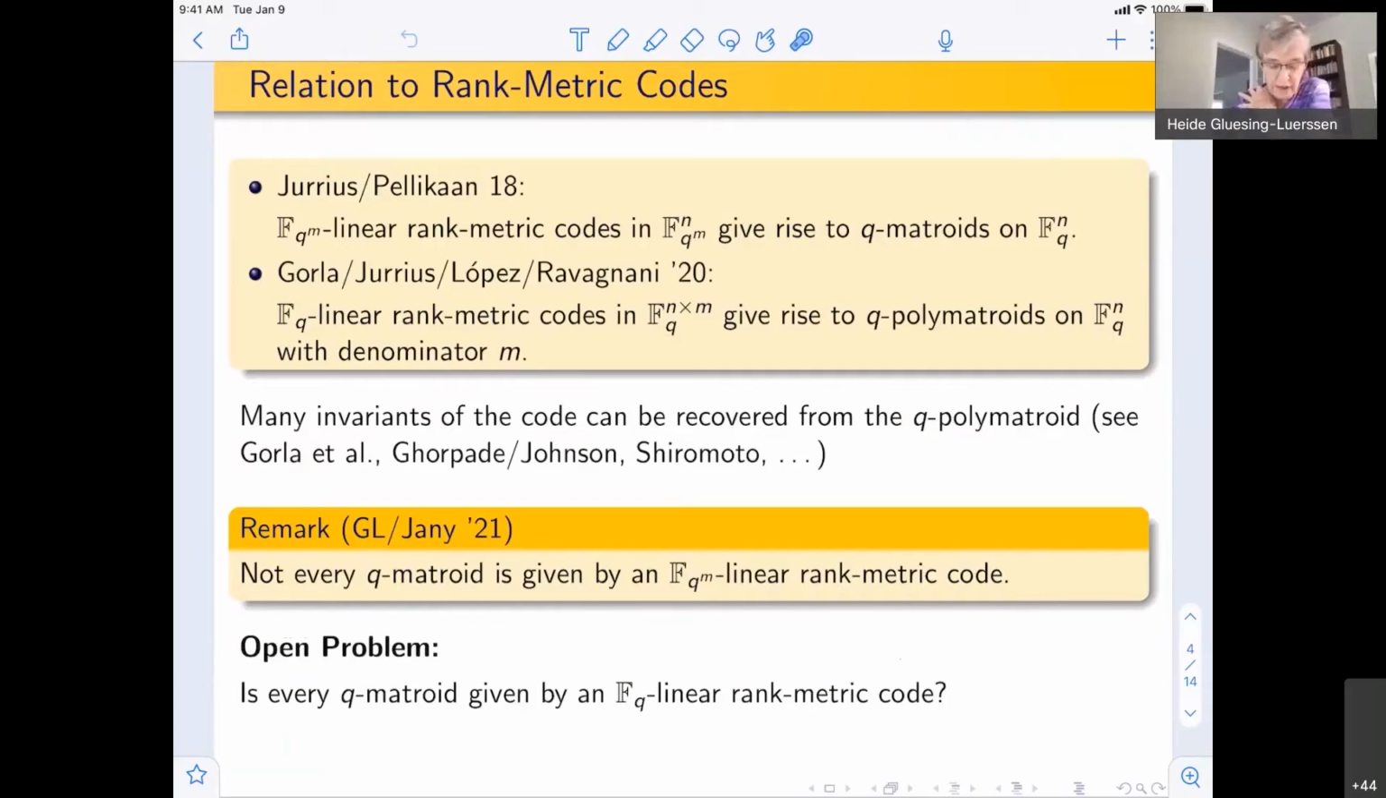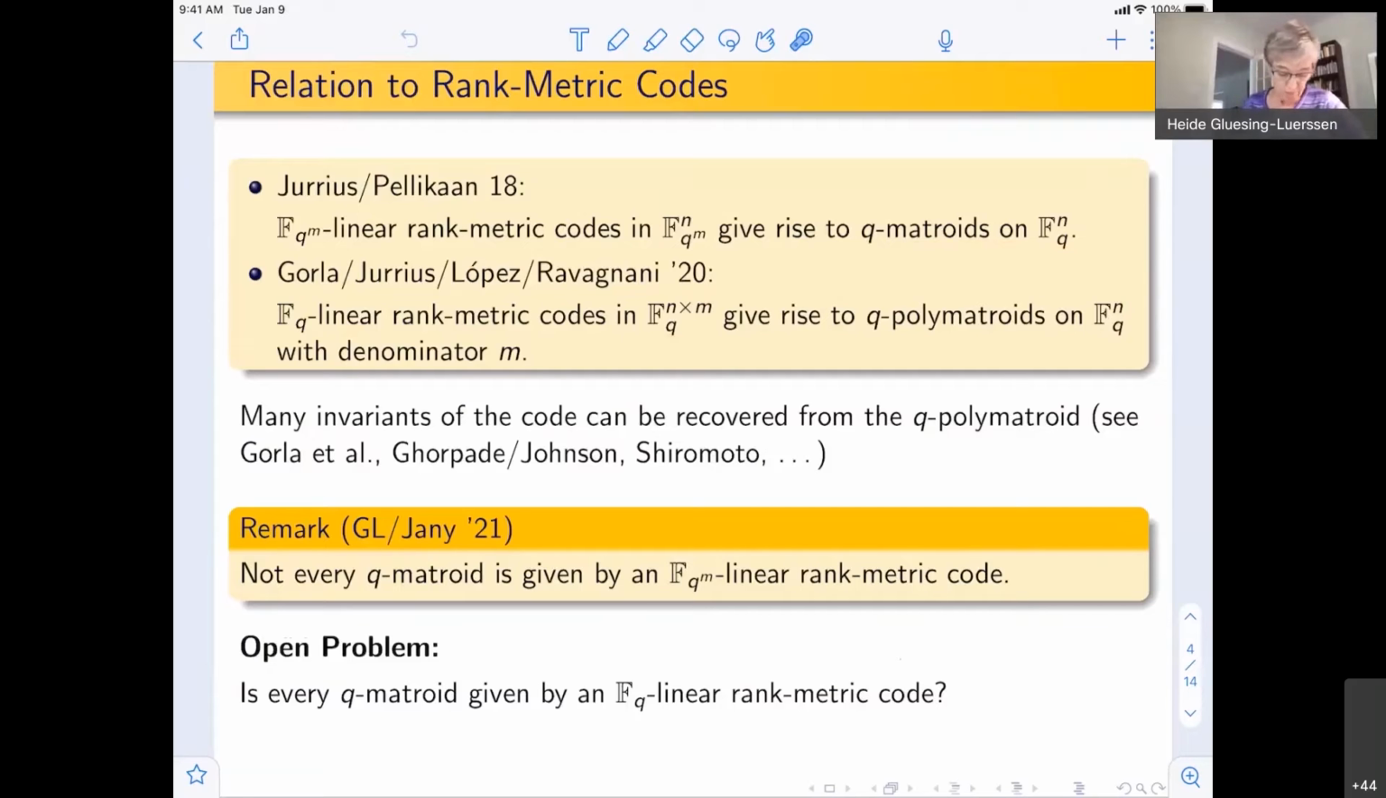It's not surprising: many invariants of the code can be recovered from the q-polymatroid. Several papers exist about that. At this point, I want to mention something that Relinde mentioned already, concerning the first statement here: it is not the case that every q-matroid is induced by an Fq to the m-linear rank metric code. We can find examples of that. So this is kind of the q-analog of non-representability of classical matroids, if you want.